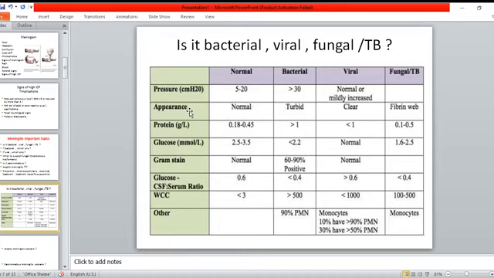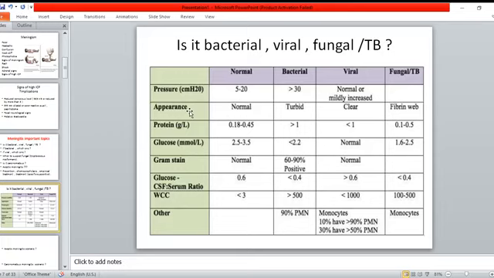A high level of protein, especially if above 1 gram, usually indicates some form of bacterial or tuberculous infection. If you find that the glucose is very low, that usually means you are dealing with a bacterial or tuberculous infection. Of course, you will differentiate. How will you differentiate? By the pressures and by the type of cells.